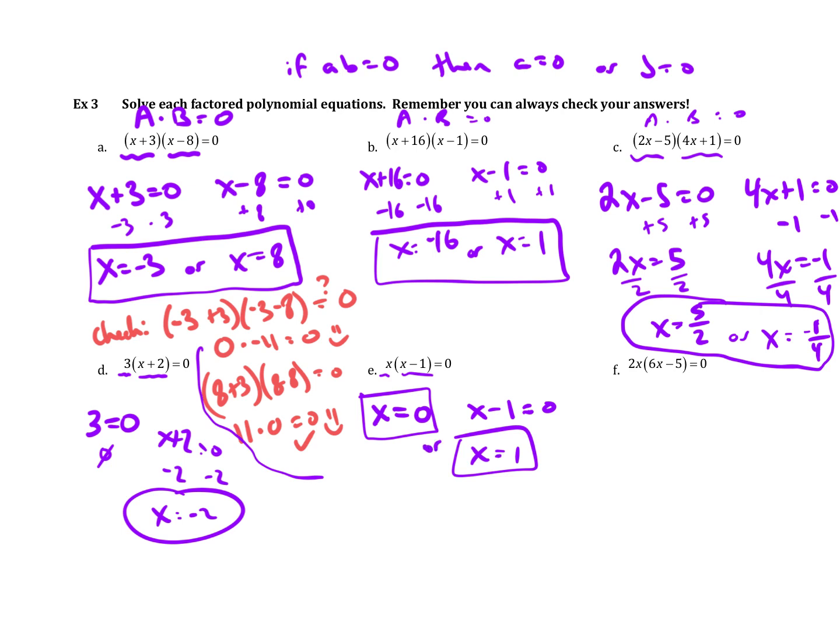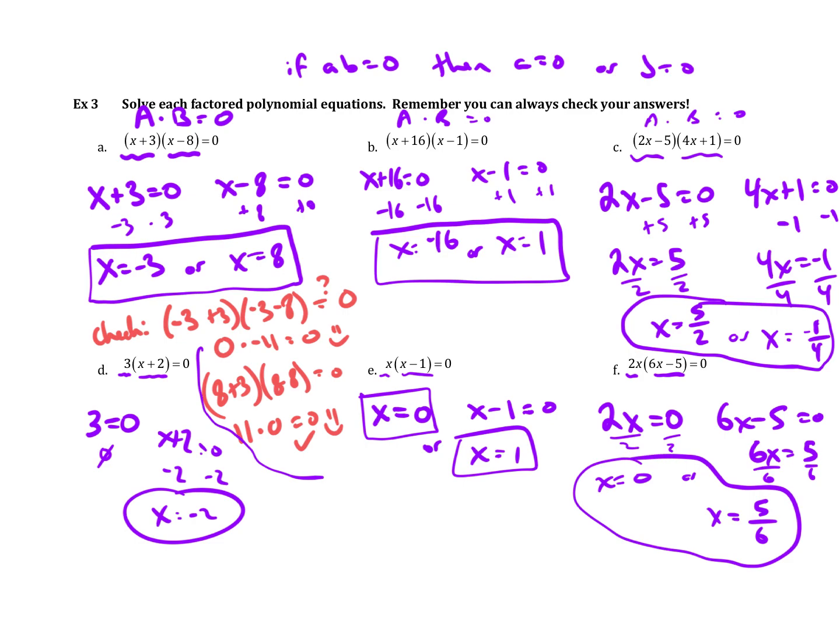So F is kind of similar to E. I have two factors again, right? Each one equals 0. 2x equals 0, 6x minus 5 equals 0. Well, 2x equals 0, that's saying 2 times something equals 0. Well, if it's 2 times something and the answer is 0, that something has to be 0. I could also divide by 2 and get x equals 0. And then here I would add 5, so I'd get 6x equals 5. Divide by 6, I would get x equals 5, careful, over 6. There's my two answers there.